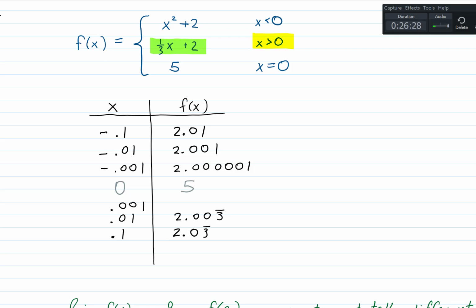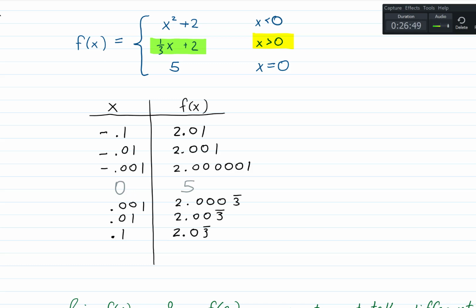Now let's take 0.001 and plug it into the function. So it gets multiplied times 1/3 and then add 2, and I get 2.000 and then 3 repeating.